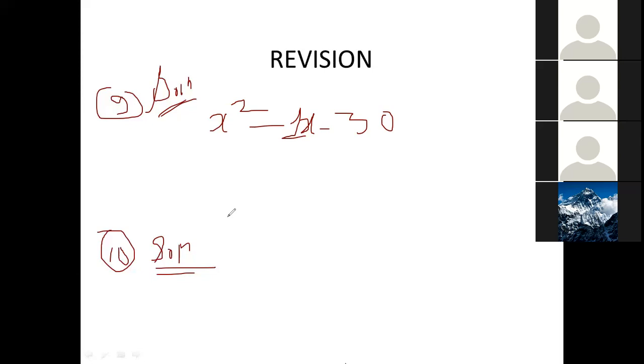And after this, I am giving you this to factorize: y power 4 minus 8y square plus 16.